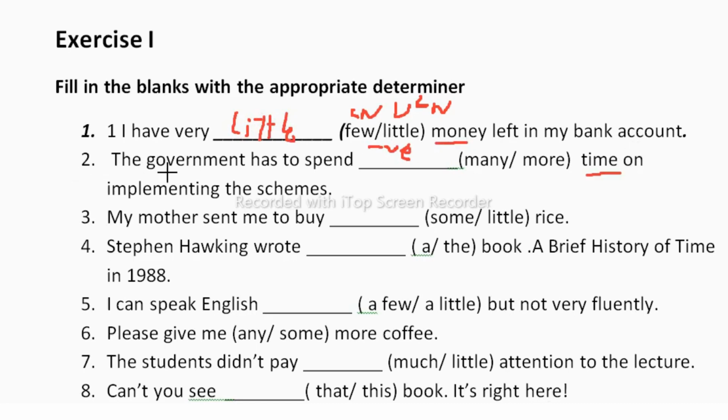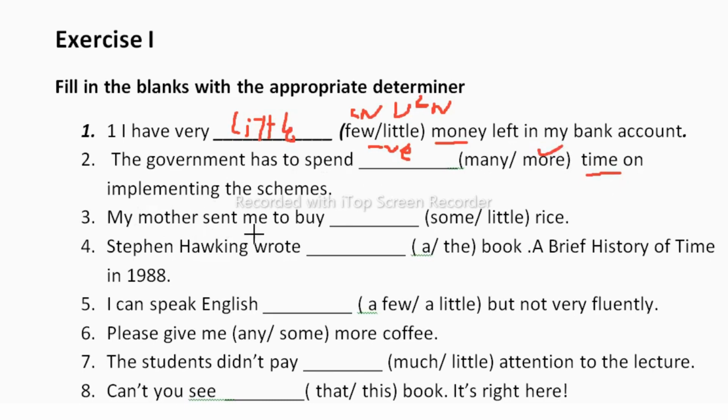See the second one: The government has to spend dash time on implementing the schemes. Here, time: we can count days, we can count months and years, but we cannot count time, which is an uncountable noun. So with an uncountable noun, what do we use? We use much or more. We use more time because many we use with countable nouns. So the government has to spend more time.